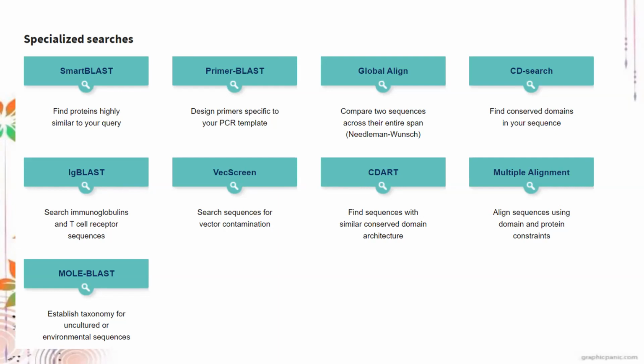You also have MolBlast. So it's established taxonomy for uncultured or environmental sequences. You have sets of genes or genomes that are sequenced from actual environmental sources. You don't know if it's identified or not, if it's a new strain or not. So you can do MolBlast on that.